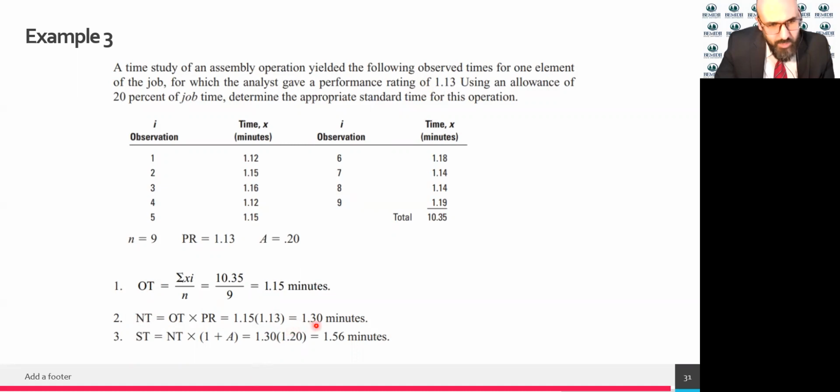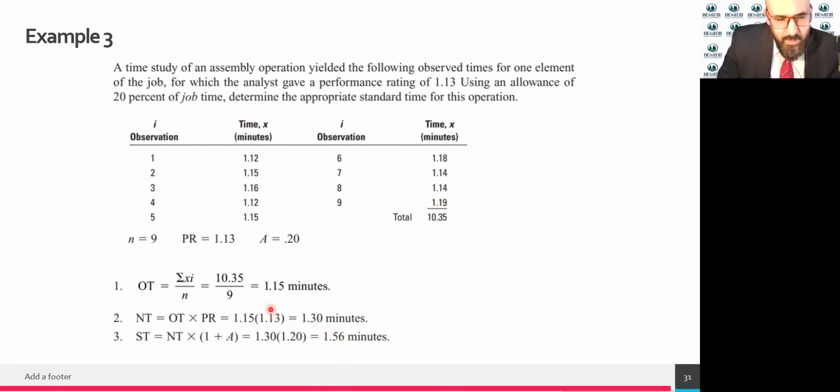So that would be 1.3. And now the standard time would be the normal time, 1.3, times 1 plus A, because this is just for one element. So 1.3 times 120 would be equal to 1.56 minutes. So the standard time for this process is 1.56.